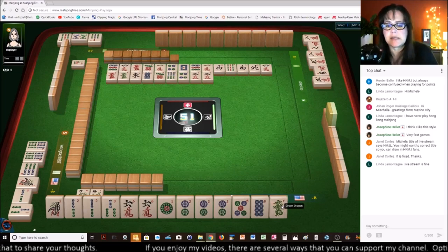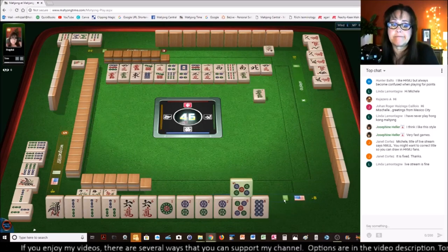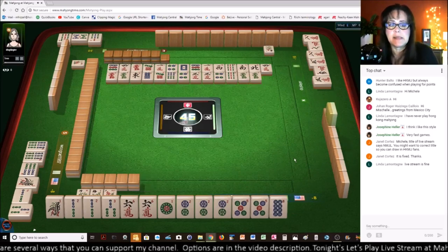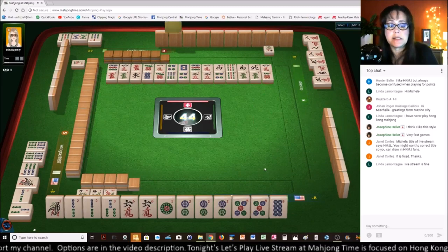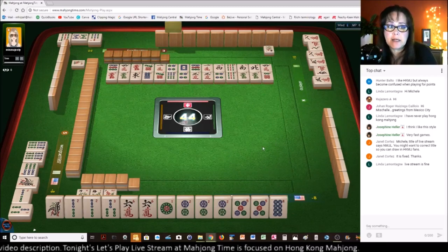Uh-oh, I hope we're not stuck again. 4, 9 bamboos. Oh, we got stuck again. Got stuck again, but we did get a green dragon pair. And we didn't miss any tiles. So now we just need a pung at this point. We need 2 bam, 6 crack, 5 dot.